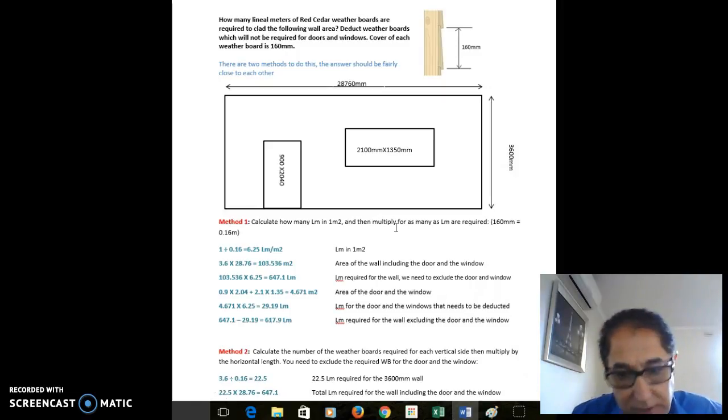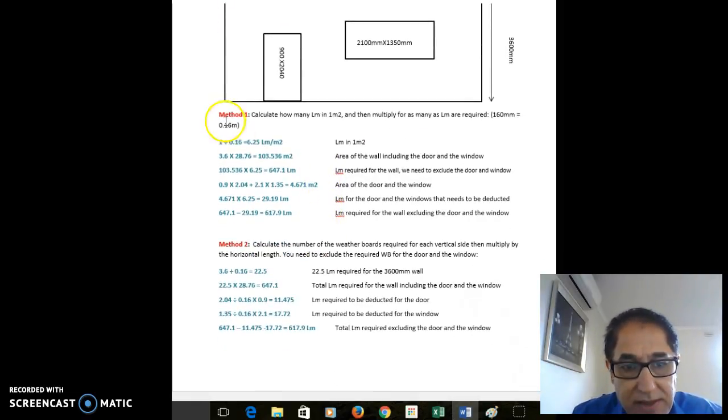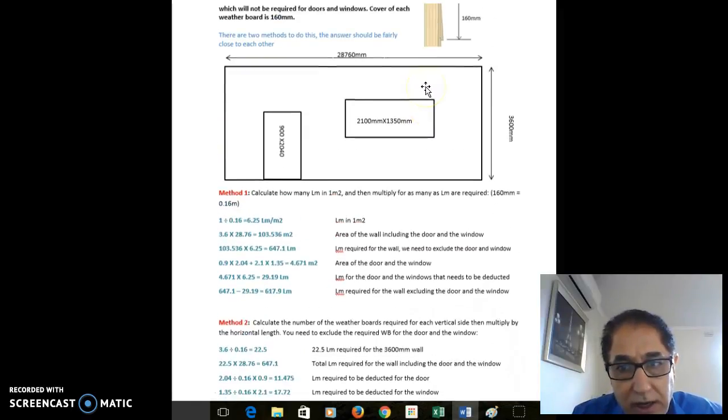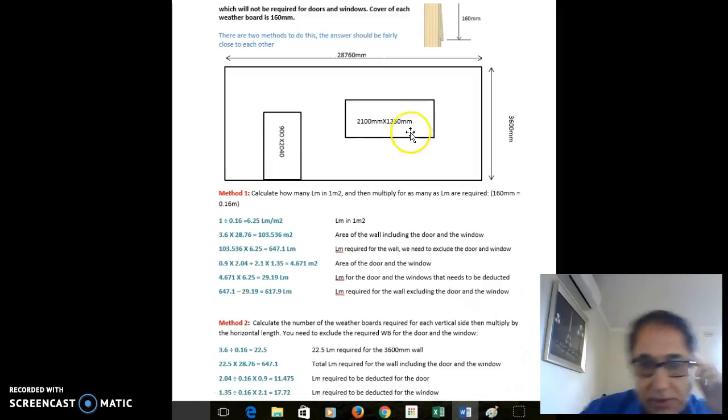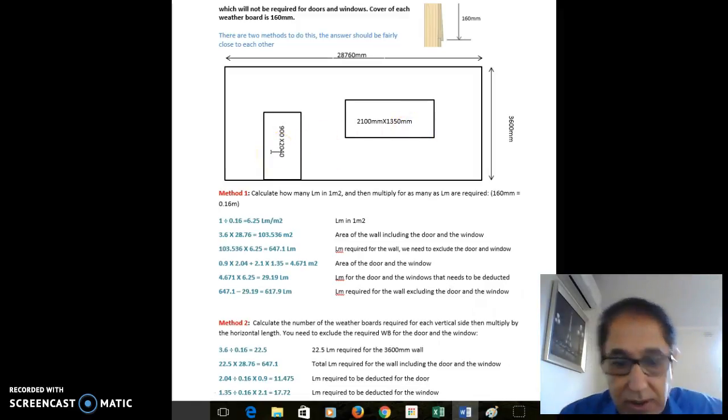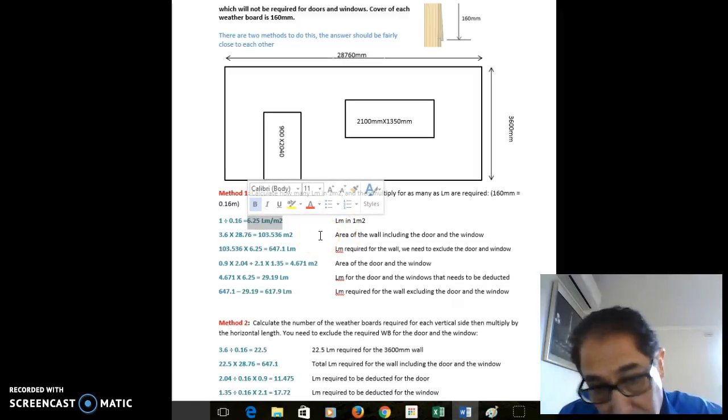The first method, maybe the easiest one, is to calculate the linear meter required for 1 square meter and then find out the area in the wall excluding those windows and door and subtract them. So what I did in this case, divide 1 square meter by 0.16, which is 160 millimeter divided by 1000 into meter. So we get 6.25 linear meter per square meter.